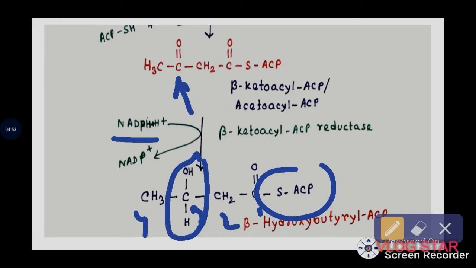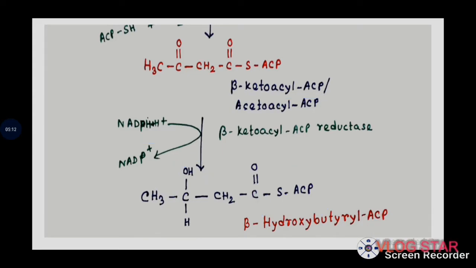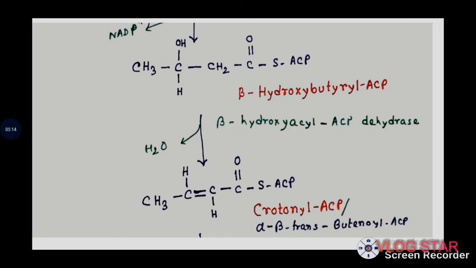Okay, that is formed by the action of the enzyme reductase, because it is reducing the compound. The previous compound is named beta ketoacyl ACP, and it is reducing that compound, so it is named beta ketoacyl ACP reductase. It's that simple. Next slide.